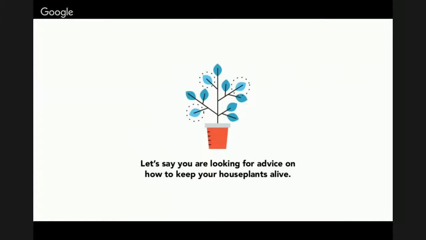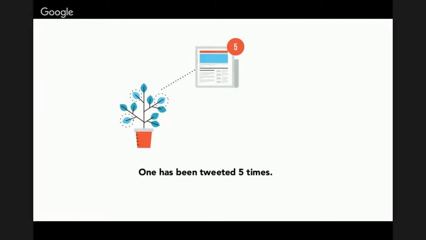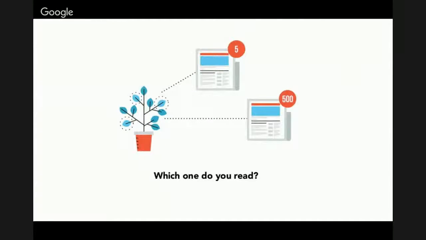So taking a very basic example, let's say you're looking for advice on how to keep your houseplants alive. You find 2 articles. One has been tweeted 5 times on Twitter. The other has been tweeted 500 times. Which one do you read?